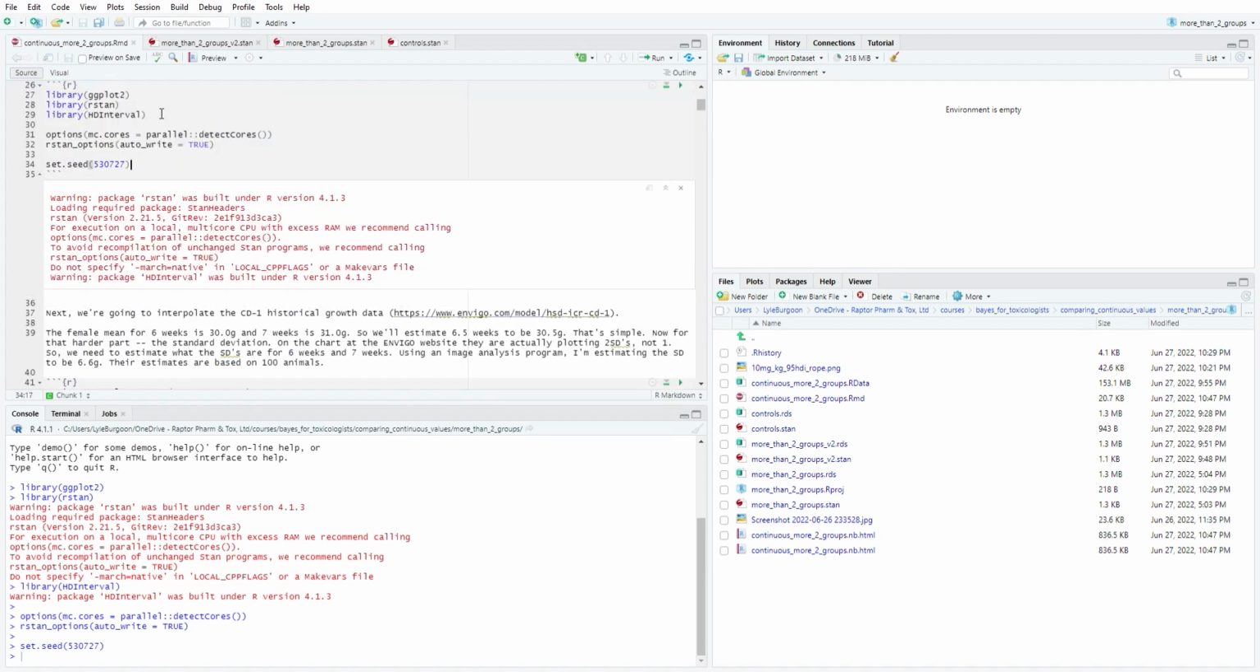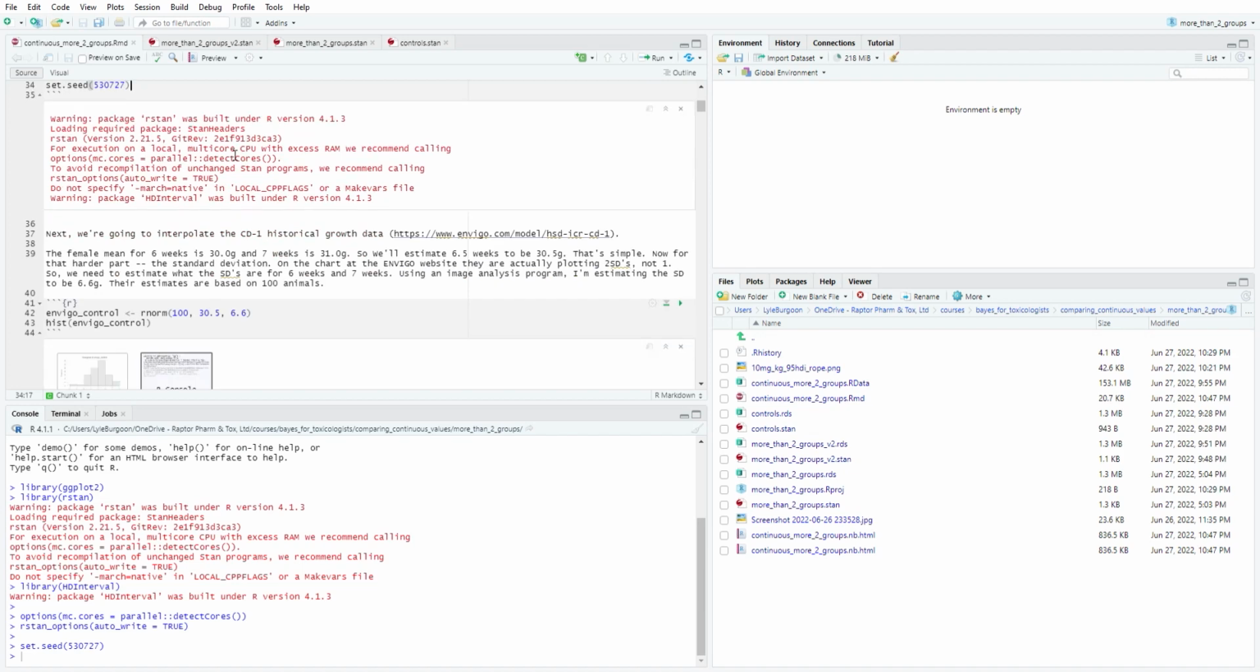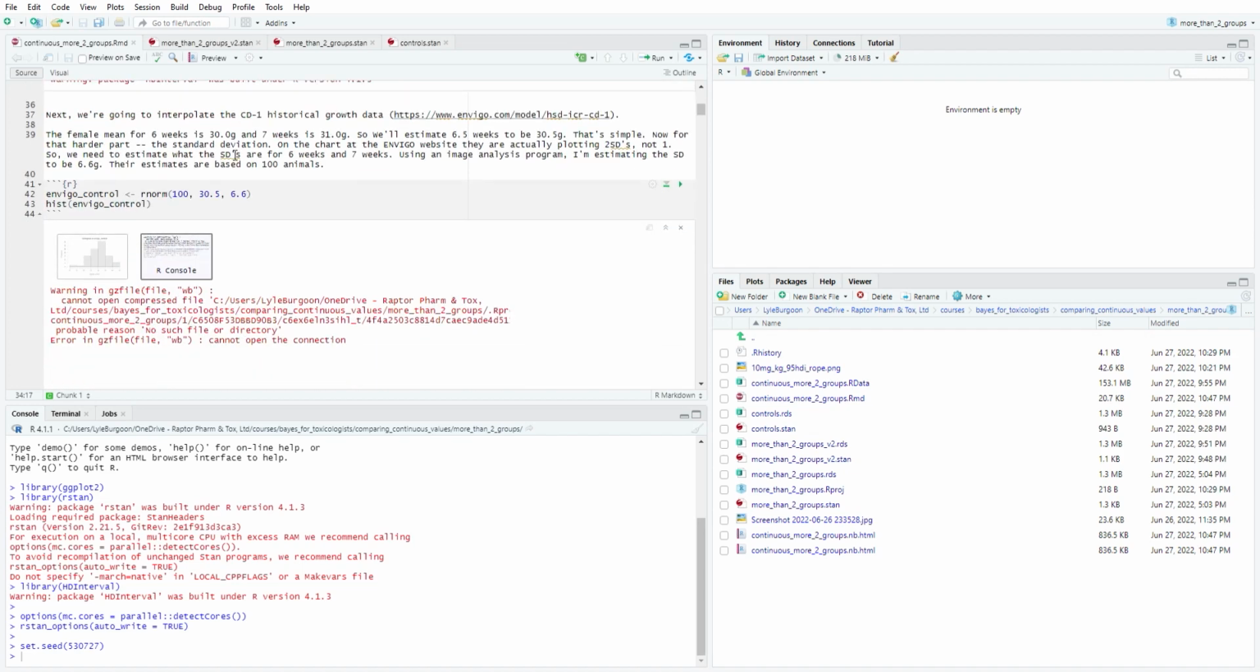Anyway, so we got our environment set up. We got the parallel processing set up for Stan. Next, we're going to try to interpolate this CD1 historical growth data. And again, you can go to the Envigo website and you can see the data. The female data from the Lau study is at 6.5 weeks, as I mentioned before. Envigo reports 6 weeks and 7 weeks.